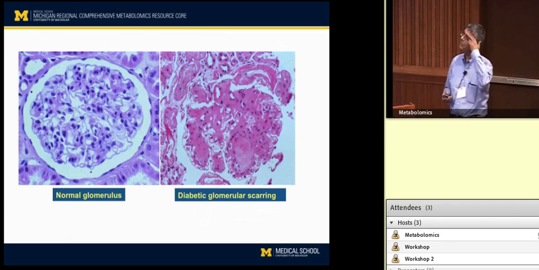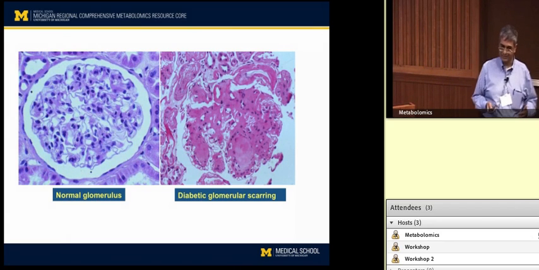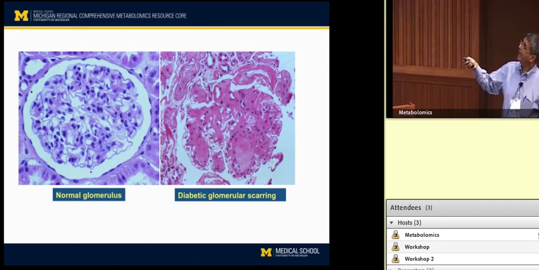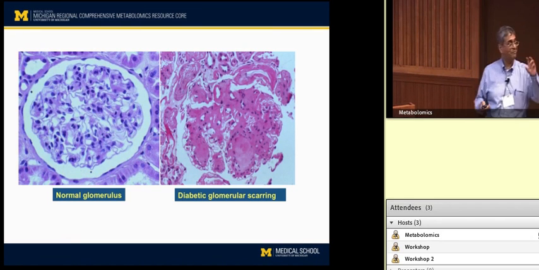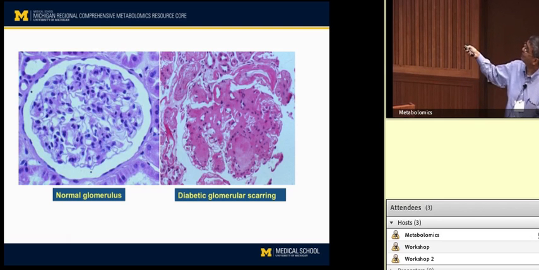So the pathology of the kidney disease is basically that this is a normal kidney filter, what we call a glomerulus. It has very little of this pink stuff, which is fibrosis in advanced kidney disease. This is essentially scarring, diabetic glomerular scarring. But what we're trying to understand is how do you go from here to here?